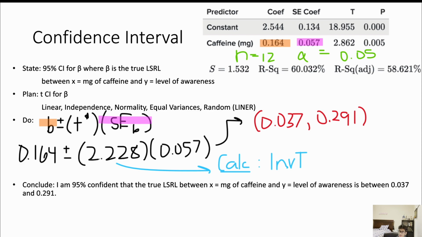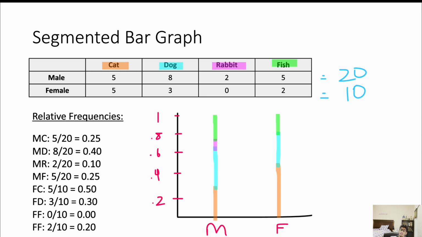In red, I have the confidence interval. Conclusion, I have 95% confidence that the true LSRL between x and y is between those two numbers. Segmented bar graph is only if it's chi-squared independence or chi-squared homogeneity. Just make sure you read the question to see whether it's a 2-sample or 1-sample or whatever it says.